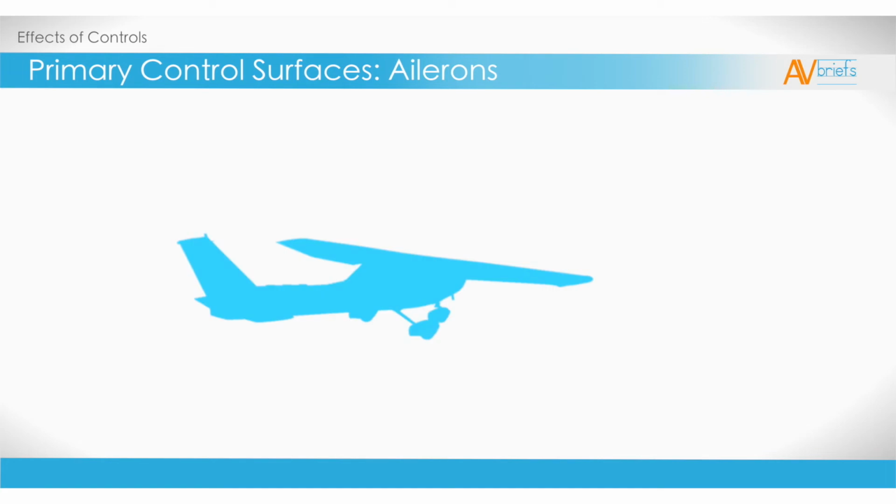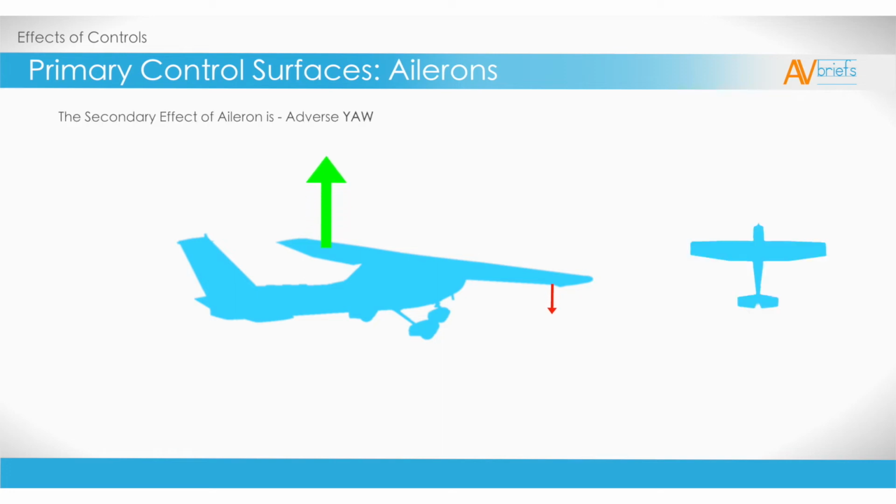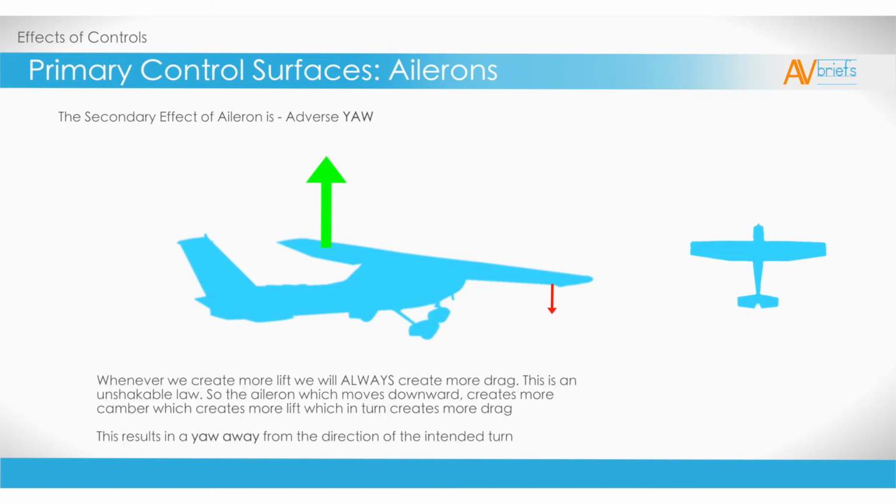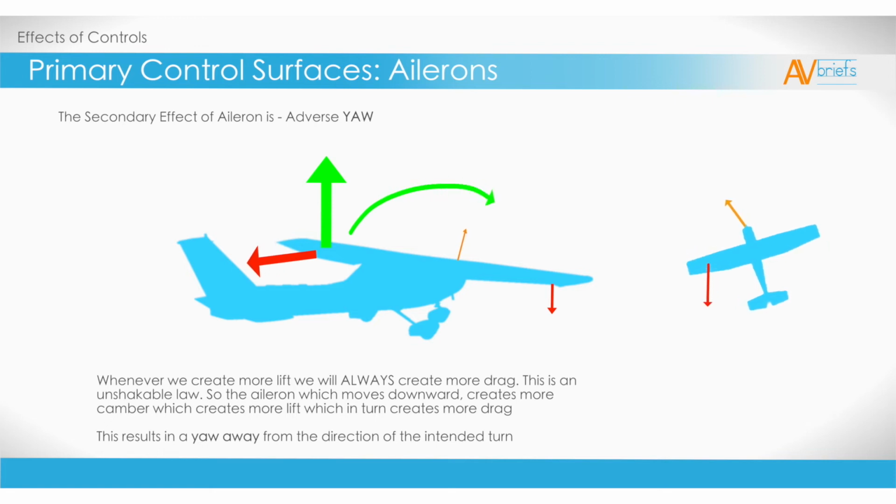The secondary effect of aileron is called adverse yaw. Whenever we create more lift, we will always create more drag. This is an unshakable law. So the aileron which moves downward creates more camber, which creates more lift, which in turn creates more drag. This results in a yaw away from the direction of the intended turn.